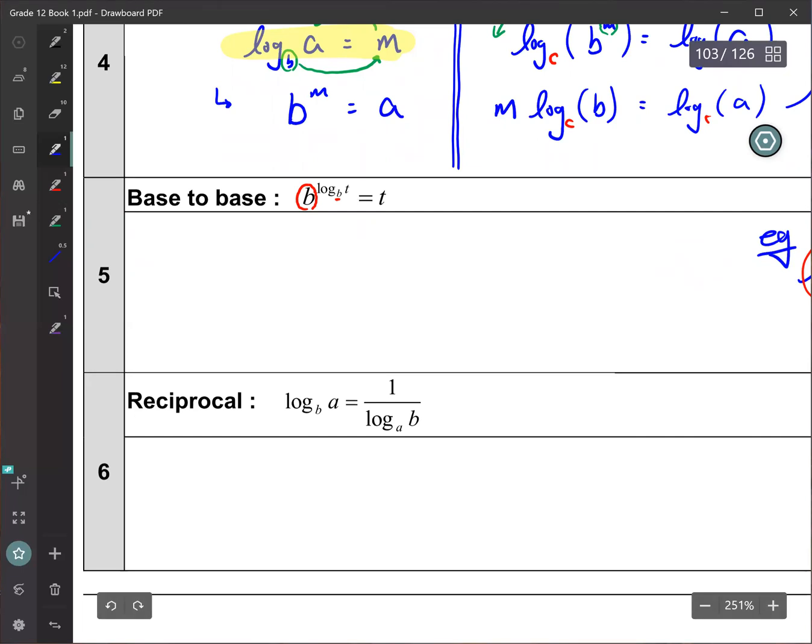So for example, if I have 2 to the log base 2 of 5, based on this formula, what does it equal?